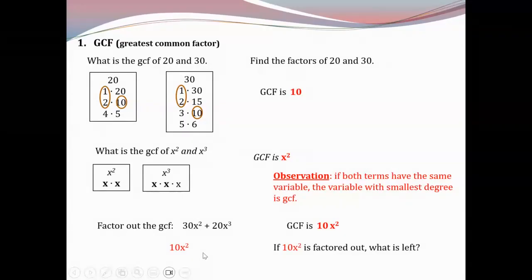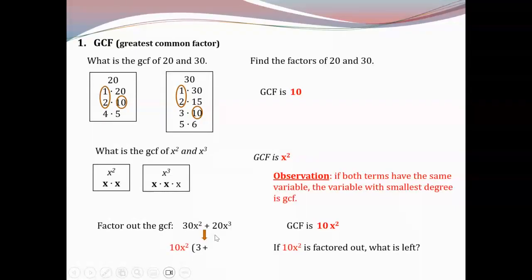So what's left? Here you can either multiply or divide. I like to multiply. For example, I'll say 10 times what will give me 30? The answer is 3. We have x squared, we need x squared. Do we need more x's? No, so the x's are good there. So we bring down the plus.